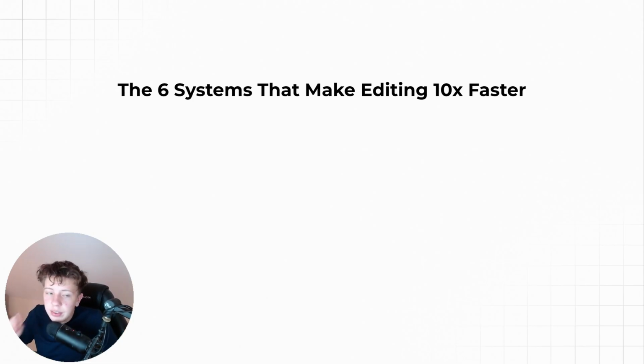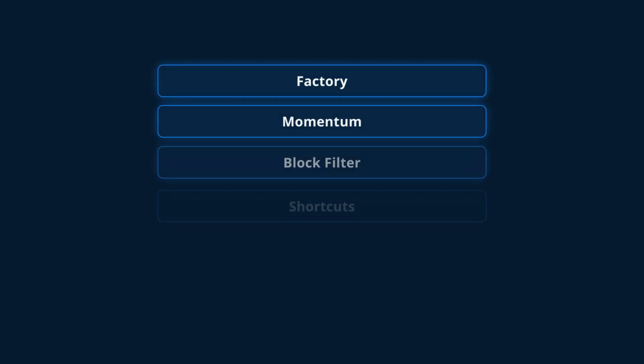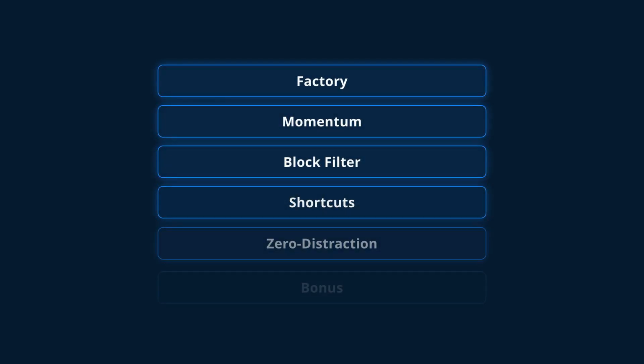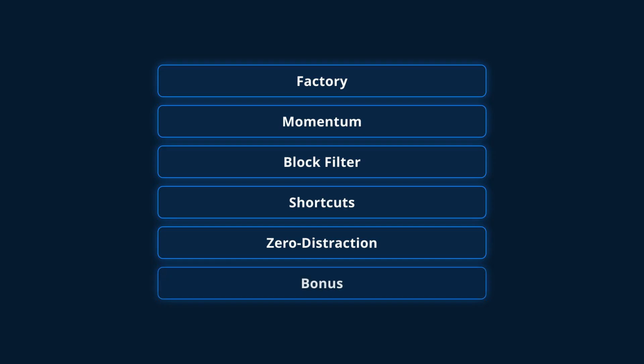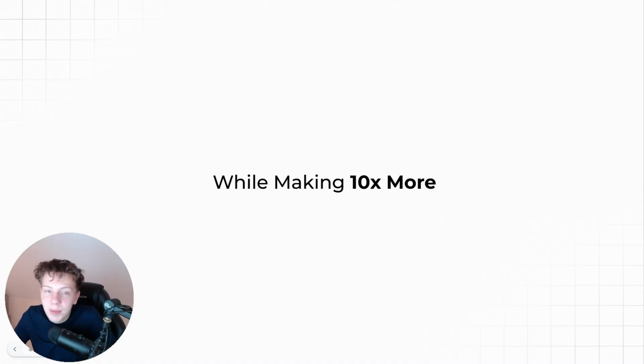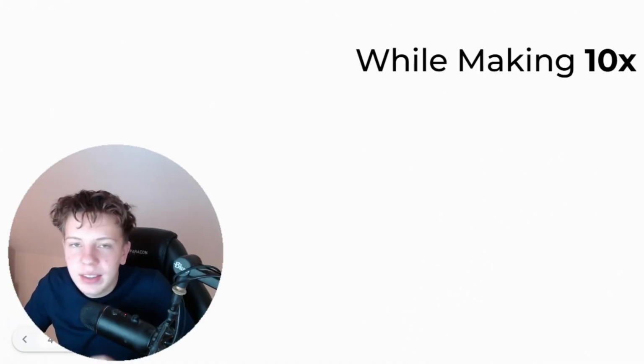and they help me edit 10 times faster. First I have the factory, then I have momentum, third I have the block filter, then shortcuts, then zero distraction, and the last one, bonus. And of course, while becoming 10 times faster, I also make 10 times more.